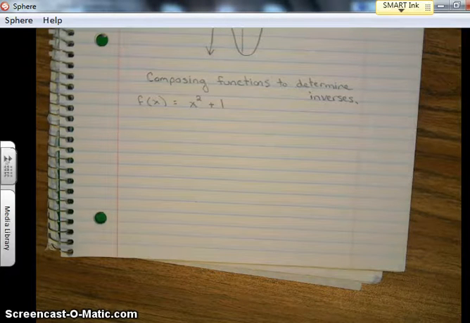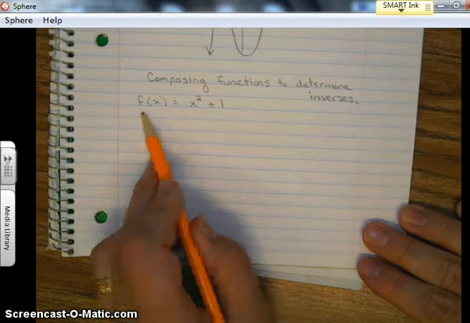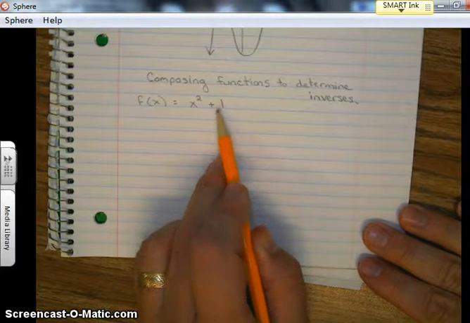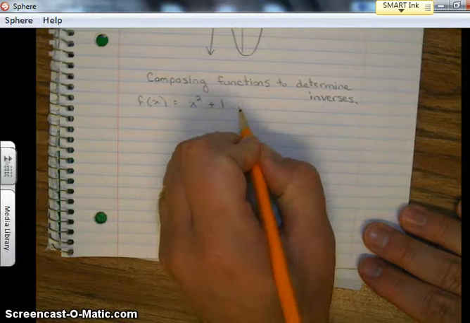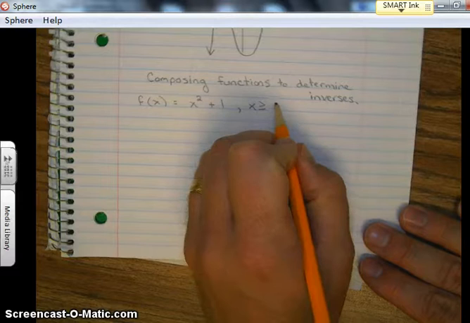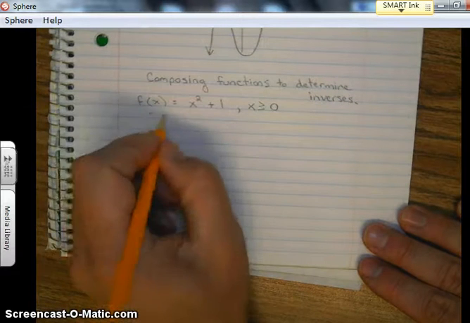So first of all, we need to restrict the domain. Remember, in order to find the inverse function, the original function has to be one-to-one. And if we were to graph this, we would know that this is not a one-to-one function. So we would have to restrict this graph to x is greater than or equal to 0. Okay, so let's go ahead and start finding the inverse.